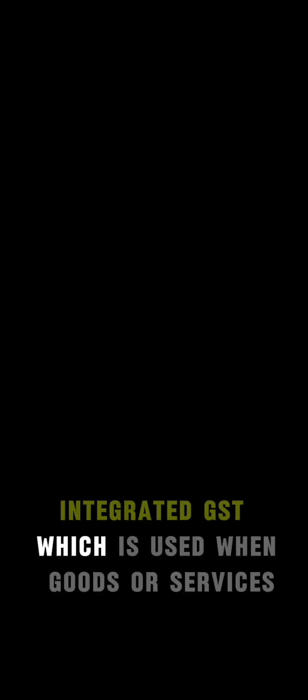Let's break down how GST is structured. There are three main parts of GST. 1. CGST, Central GST, which goes to the central government. 2. SGST, State GST, which goes to the state government. 3. IGST, Integrated GST, which is used when goods or services move from one state to another.